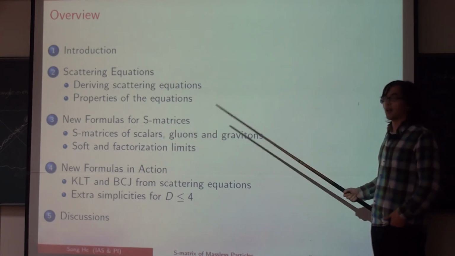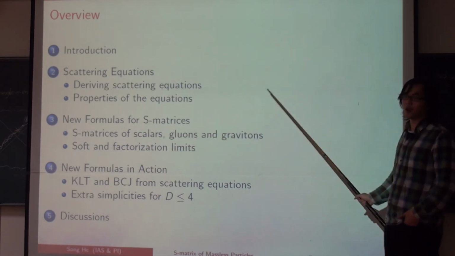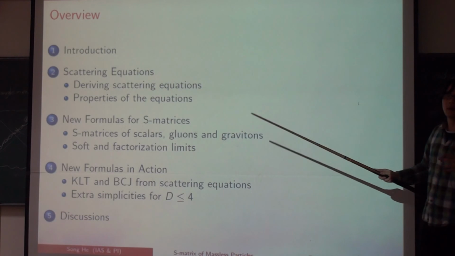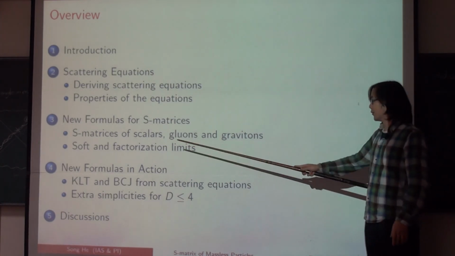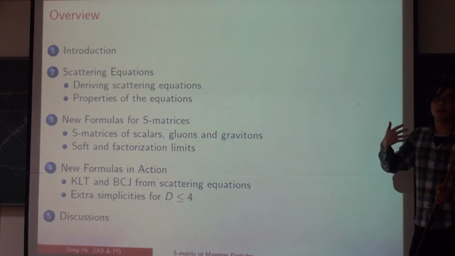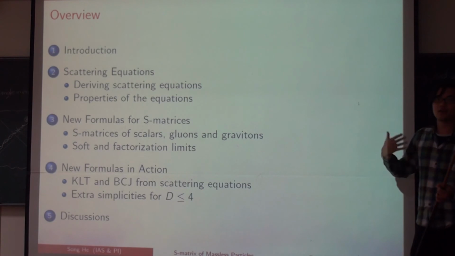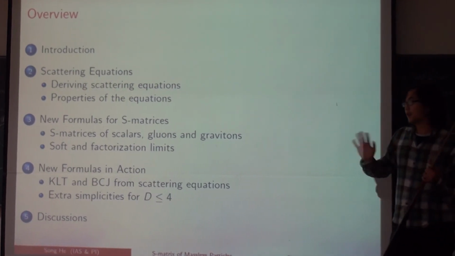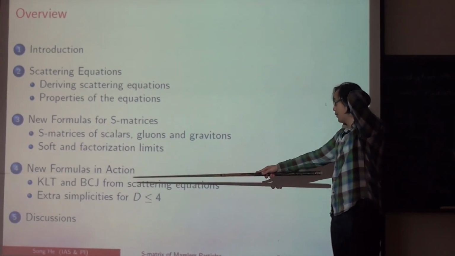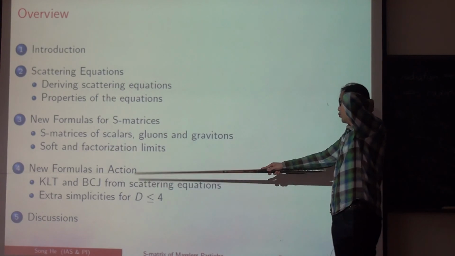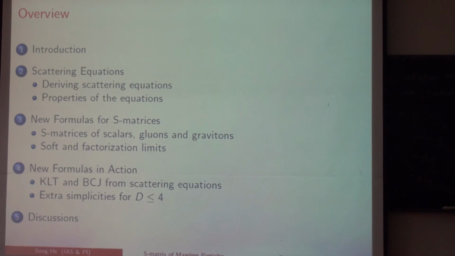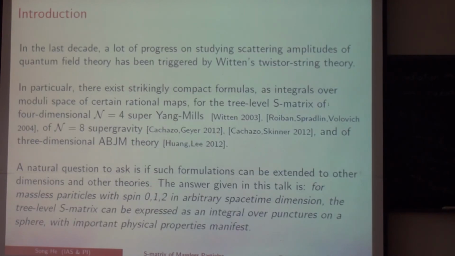If you give me a theory, like Yang-Mills or phi cubed theory or gravity, I'll write down, based on the scattering equations, some content of the formula which will exactly produce these amplitudes. And more than that, it will give you some properties, some nice structures of the S matrix, which are completely obscured by the Feynman diagrams. So this will be the third part, if I have time. I'm going to show that these new formulas manifest many nice properties of the S matrix of massless particles.